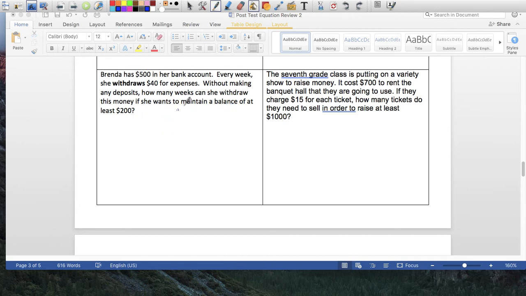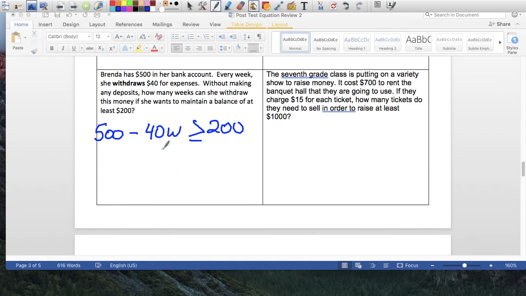So she has 500. She wants to spend $40 per week. How many weeks can she go doing that so that she can have at least $200 left in her bank account? So at least means it has to be greater or equal. Whatever left over has to be greater or equal to 200 because she doesn't want to spend everything. So this is how much she starts with. Spending is subtraction, and from the 500, she's going to be spending $40 per week. So 500 minus $40 per week has to be greater or equal to 200. How many weeks can she go about doing that?